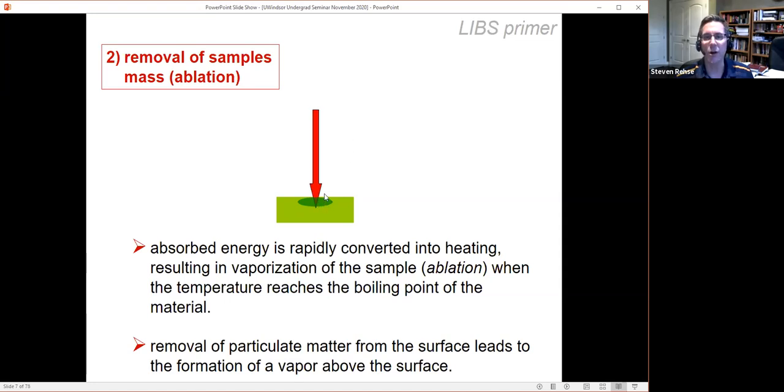It's the direct boiling off of atoms and materials from a solid surface. So it's going to start ablating, boiling off atoms when the temperature reaches the boiling point of the material. And all materials have a boiling point, even pieces of metal. And so we're essentially boiling our targets, and those atoms start popping off. So as those atoms and nuggets and other clusters and things start popping off the surface, that's what we call the removal of particulate matter. So that's going to lead to the formation of a vapor cloud above the surface.